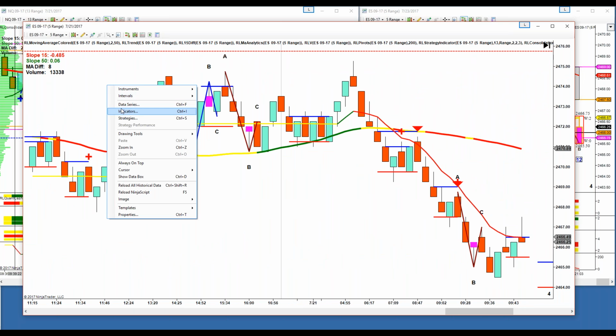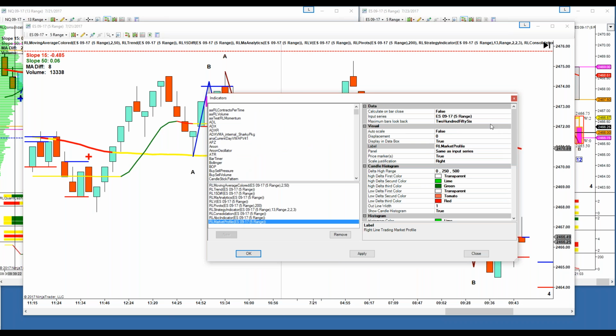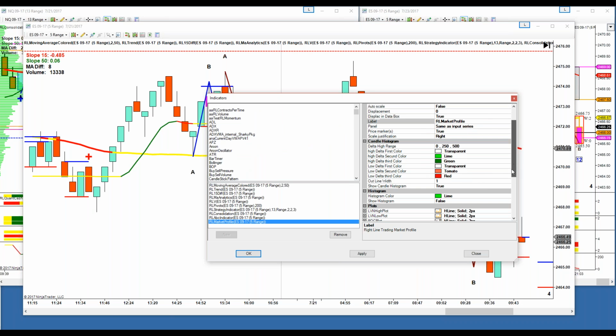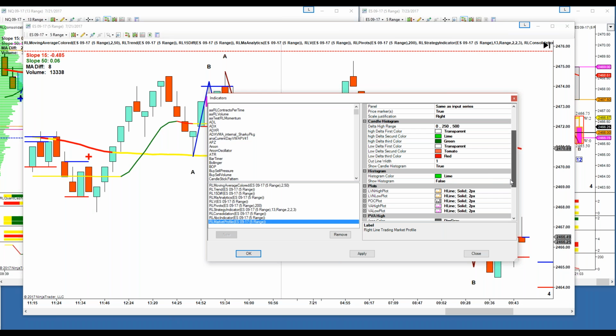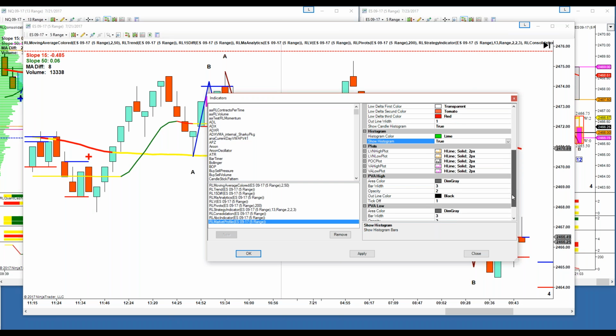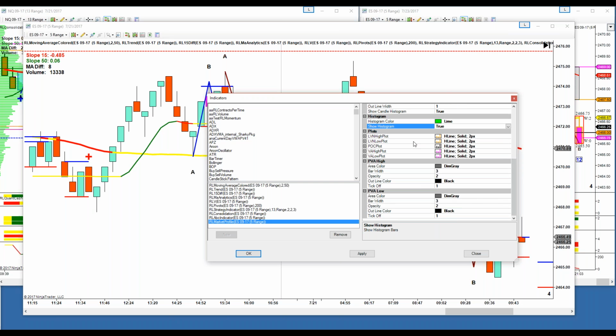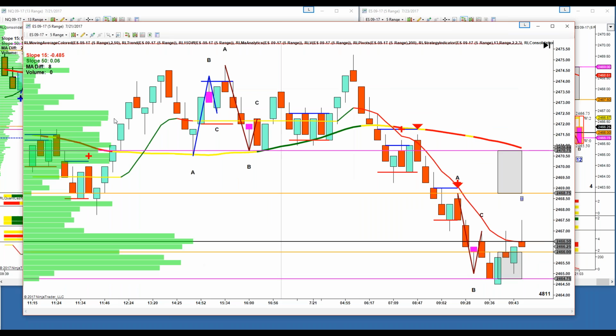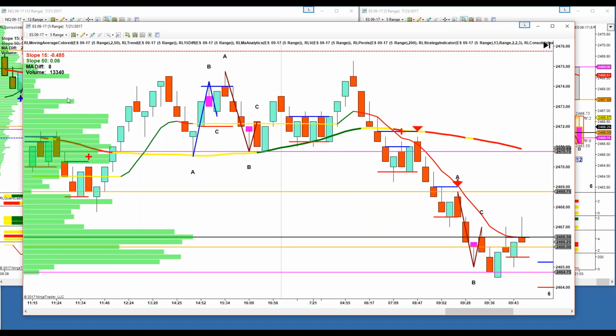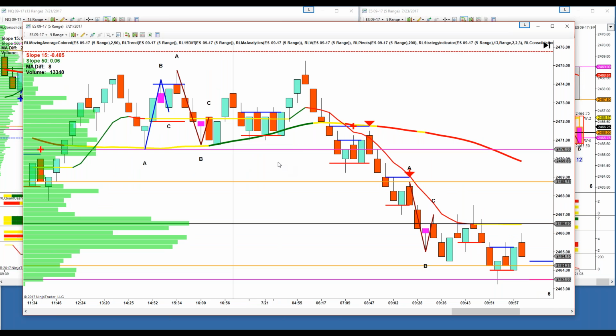I'm not seeing much in terms of market profile, and we really should. See, the histogram should be true. Let me set that as the default setting. Okay, there we go. Now we have our volume profile, and we have our market profile.